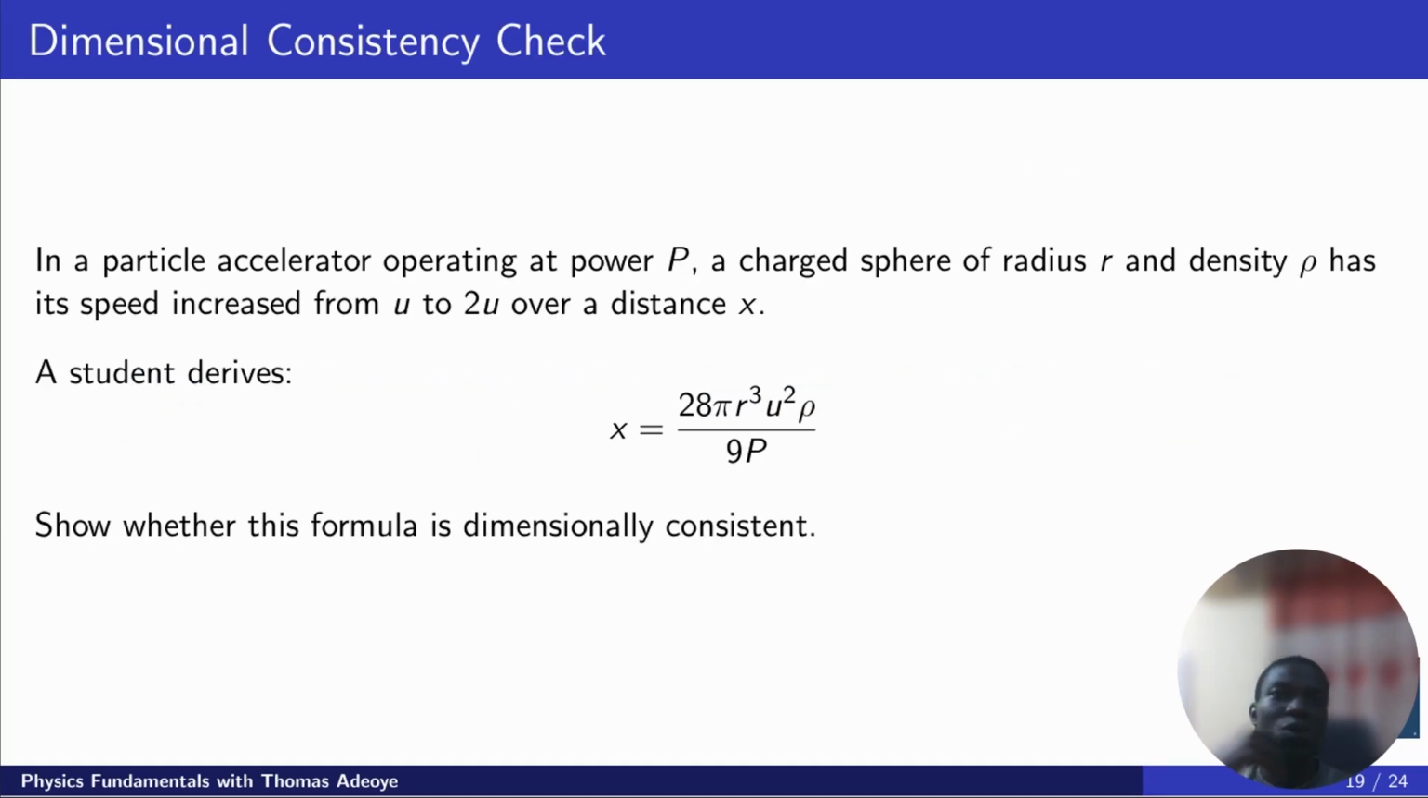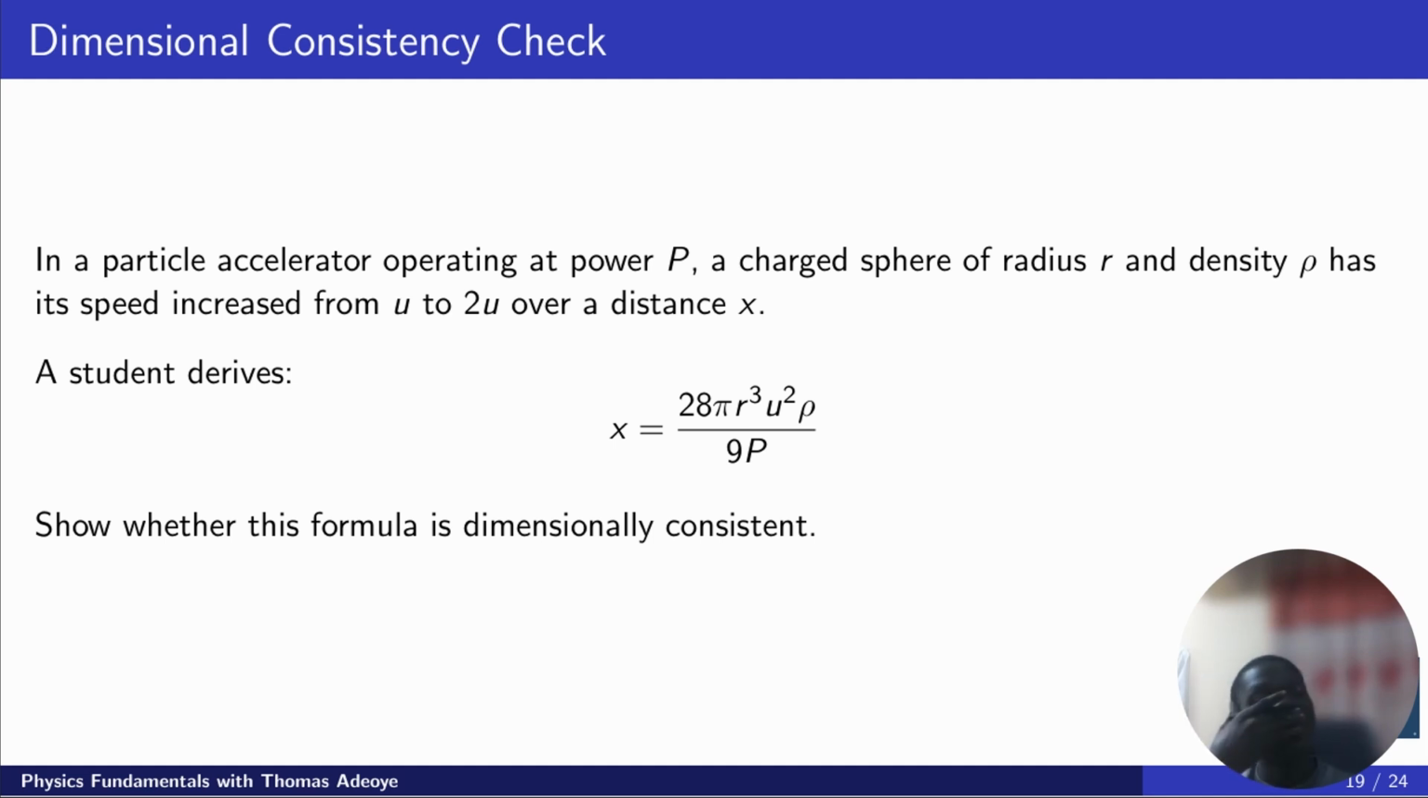Okay, so in this question, in a particle accelerator operating at power P, P stands for power in this equation, a charged sphere of radius r and density rho has its speed increased from u to 2u over a distance x. So they try to define each of the parameters here. Now a student derives this equation: x equals 28 pi r cubed u squared rho over 9P. Now show whether this formula is dimensionally consistent.